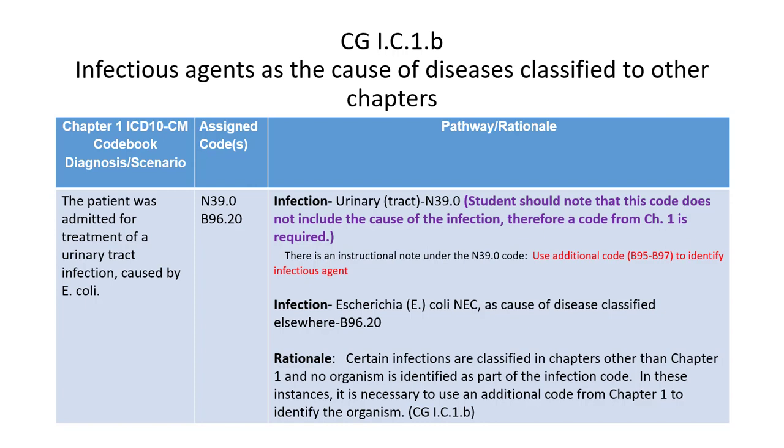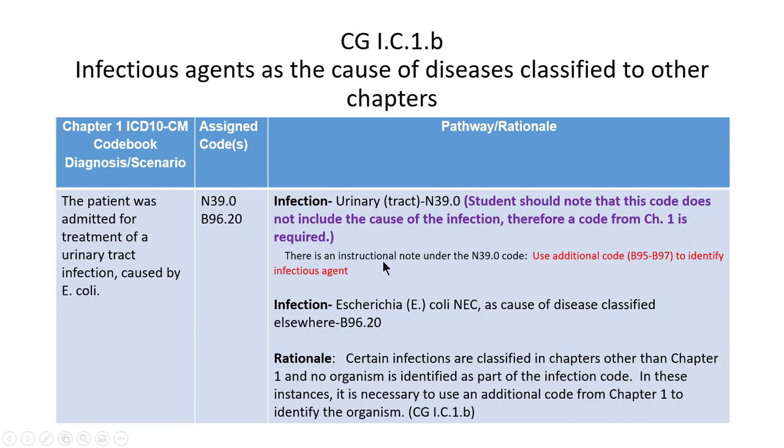If we look up infection in the index, there is an entry for E. coli, not elsewhere classified, which is NEC, as the cause of disease classified elsewhere. The disease is classified in the chapter for the urinary system. We would need both codes to accurately describe this scenario.